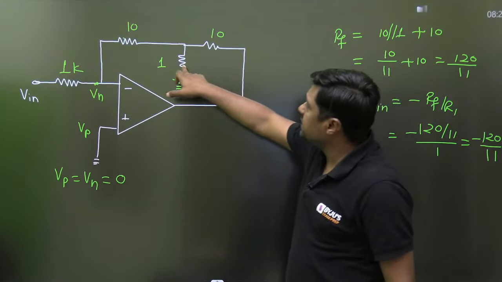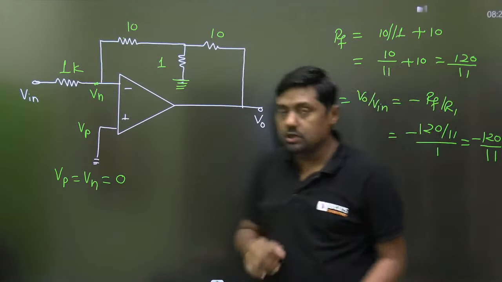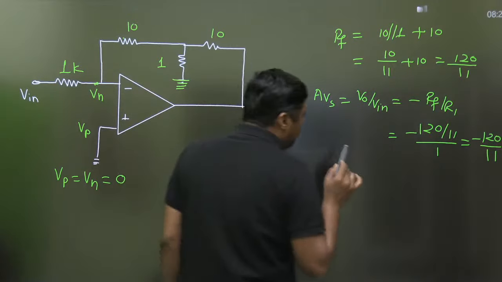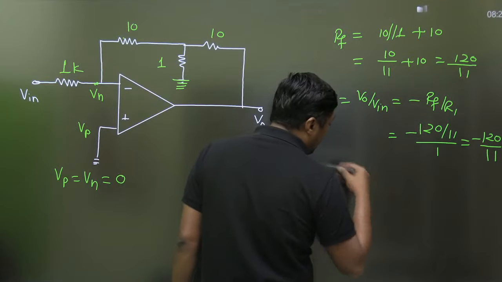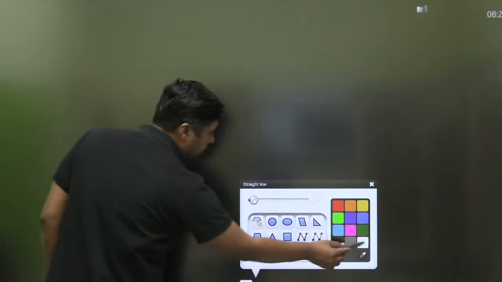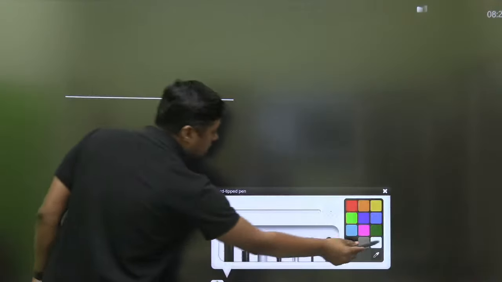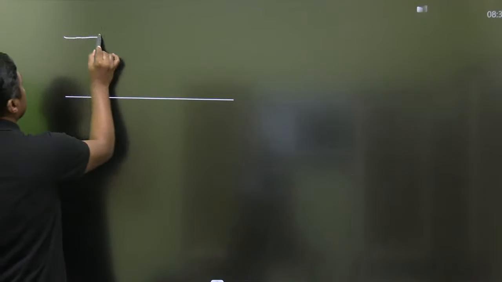We are taking this 1 kilo ohm and 10 kilo ohm in parallel and solving like this. But what is the problem with this question? The problem is that here it is a virtual ground. Try to understand what a parallel combination is. There are two resistors connected in parallel.